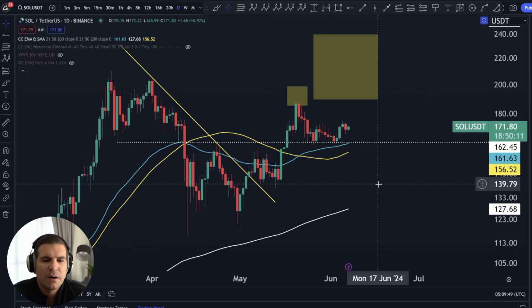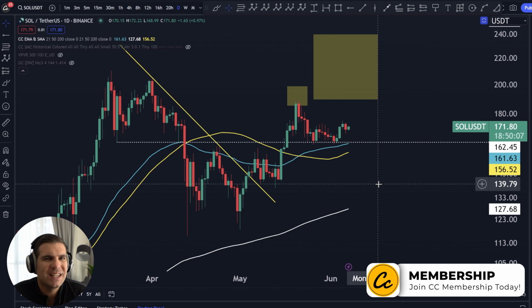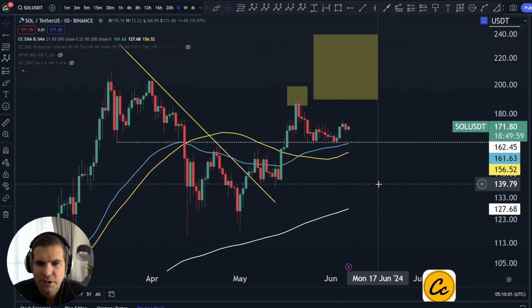We are, of course, above the 50 EMA as well, which is set at $161, and the 50 SMA, which is $156. This shows us that short-term price action is higher than long-term price action, which is also bullish, and price action in itself is higher than all of those moving averages. So it's also indicating very bullish times for Solana.